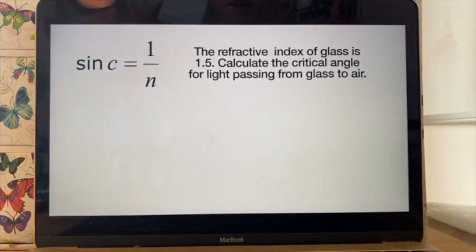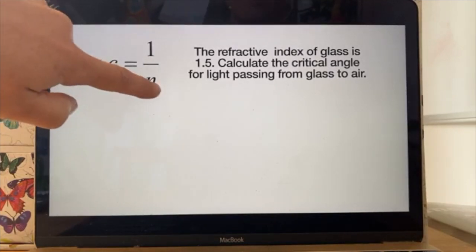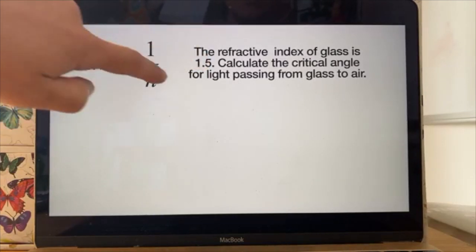The refractive index of glass is 1.5. Calculate the critical angle for light passing from glass to air. The refractive index of glass is 1.5. Calculate the critical angle for light travelling from glass into air. Okay, so we're looking for the C. So what do we do? Well, we've got N, it's 1.5. That's the refractive index of glass.